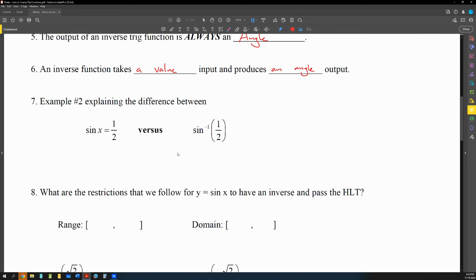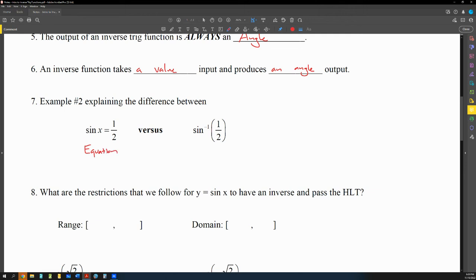Okay? I also want to note the difference between these two examples right here. So here on the left-hand side, we have sine of x is equal to 1/2 versus the inverse sine of 1/2. Okay? So the sine on the left-hand side, sine of x is equal to 1/2. This is an example of an equation. We have two sides to it, and it's separated by an equal sign.